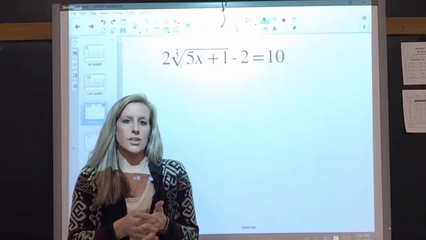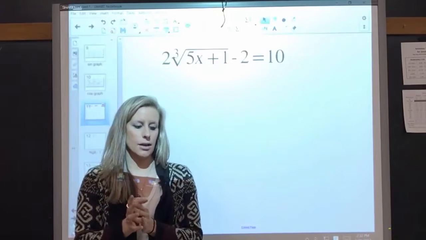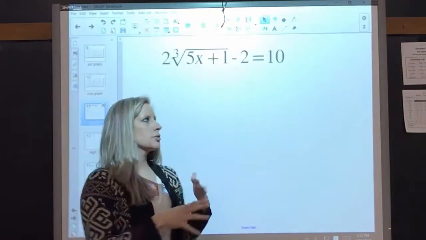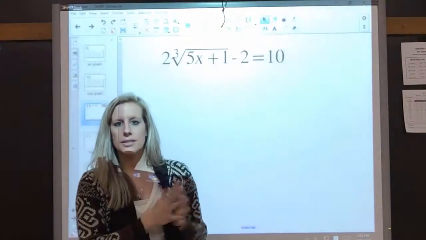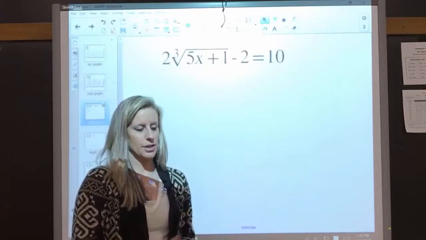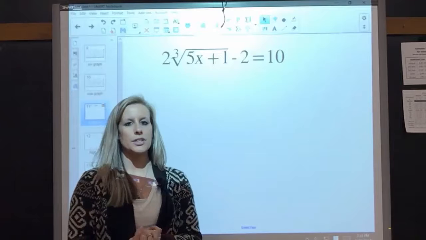Okay, today we're going to solve cube root functions. It's just like solving for x. You go through the same steps. You save the cube root for last, and you always do the opposite to get rid of something. So that's what we're going to do today.